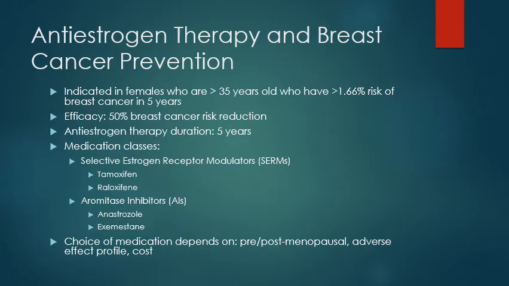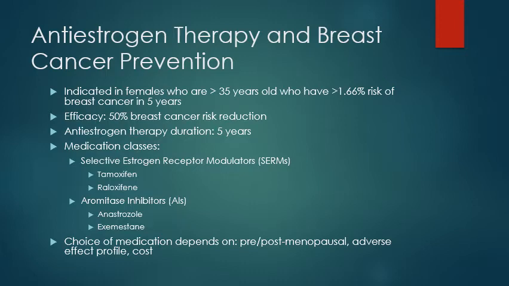The efficacy in using antiestrogen therapy in breast cancer prevention is that it will reduce the risk of breast cancer by 50%. So, this means that patients with a higher risk of breast cancer at baseline will have more benefit and more risk reduction from these therapies. Whereas a patient who has a 5 year risk of breast cancer of 2%, it would decrease their risk from 2% down to 1%.